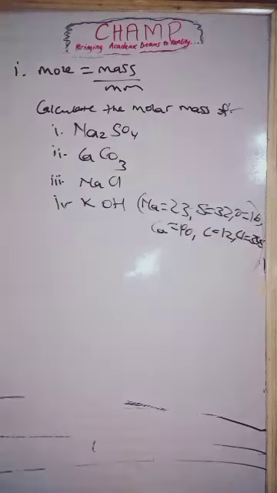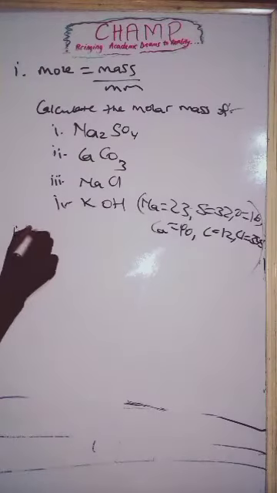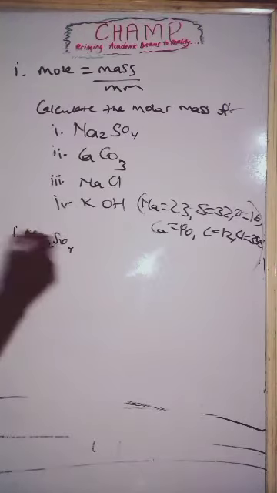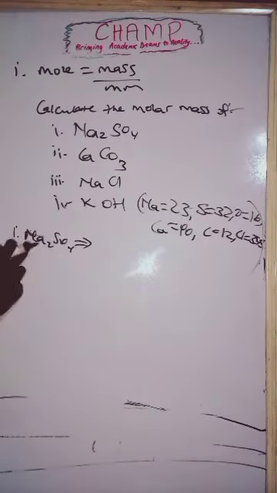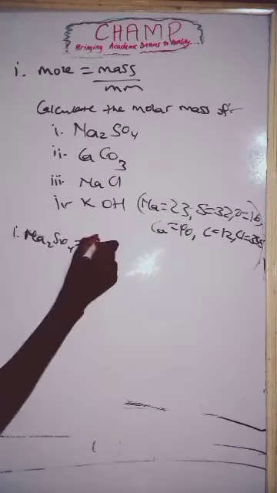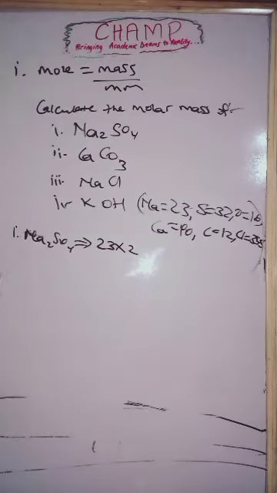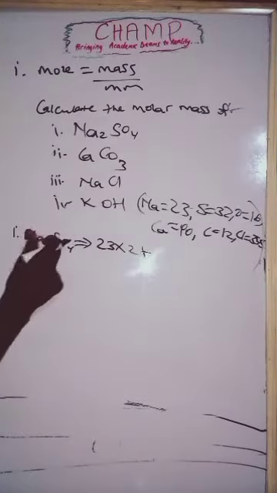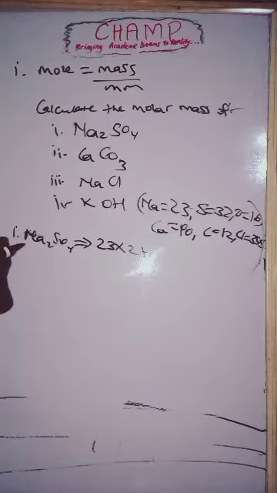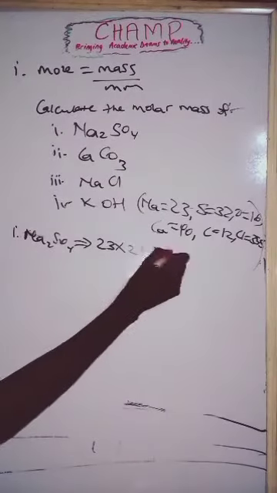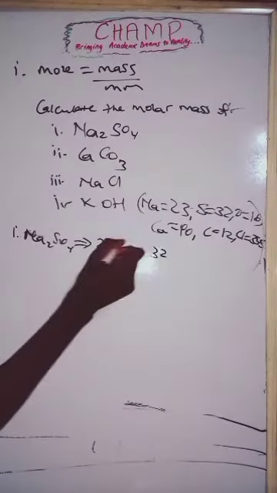Calculate the molar mass of Na2SO4. So you have Na2. Okay, let me write it first. Na2SO4. Yes, what's your Na? Na is 23. 23 times 2. Are you following? Plus, what's your sulfur? Your sulfur is definitely 32. Then you have oxygen. Oxygen is 16 times 4.